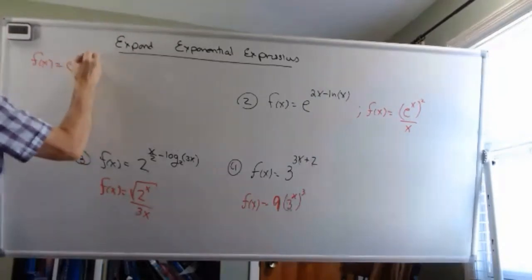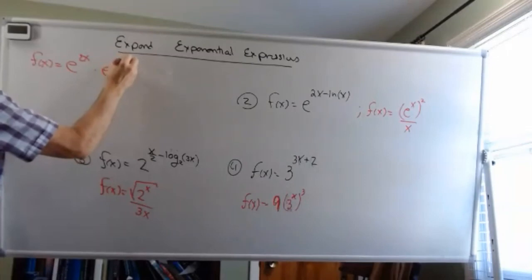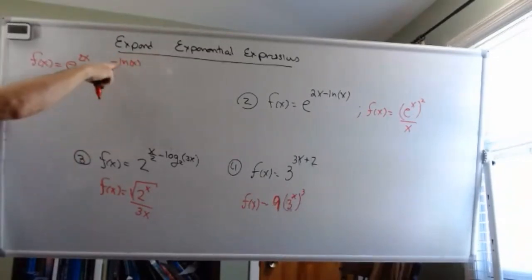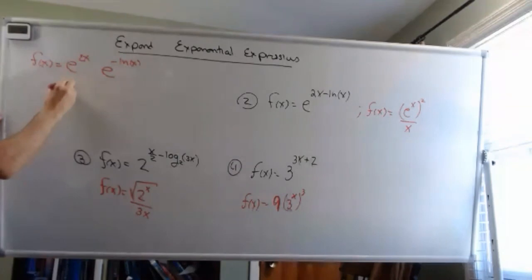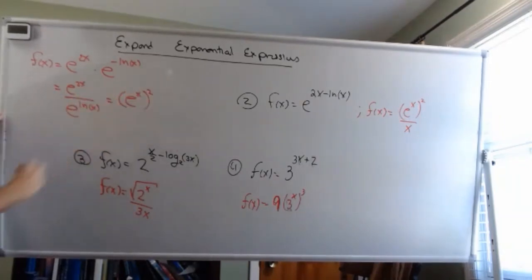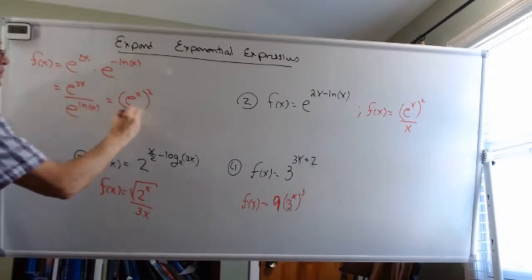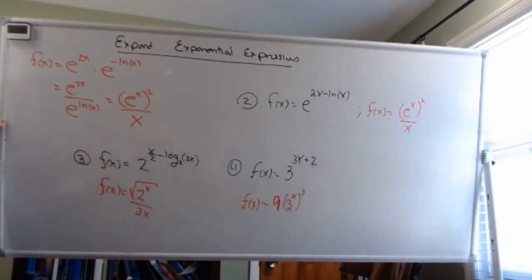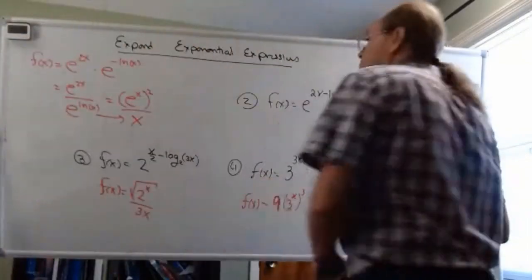e to the 2x, I'm going to write it with a minus the natural log of x. Negative exponent, that can come down. Well, e to the 2x, I can write as e to the x quantity squared, my rule of exponents. But remember, these are inverse functions of each other. I'm now using the inverse property. So e to the natural log cancels out and just gives me x. So that's what I get for that. And that's essentially what I have right here.